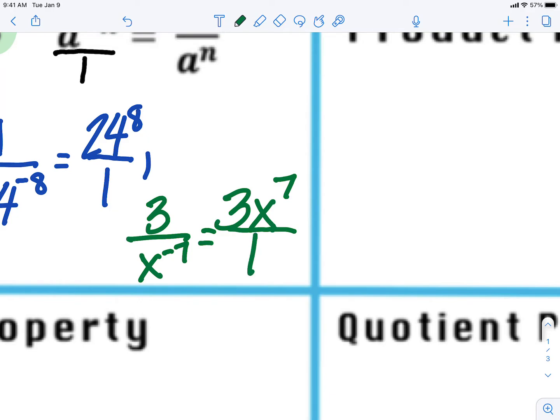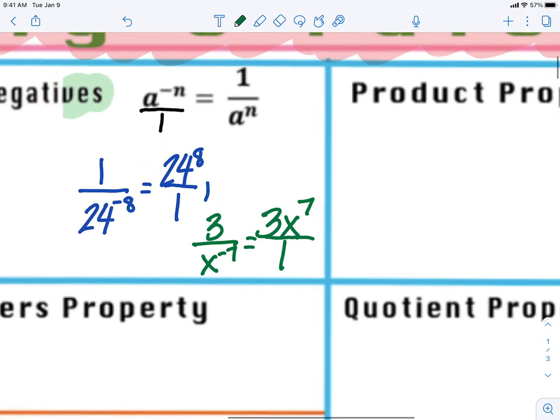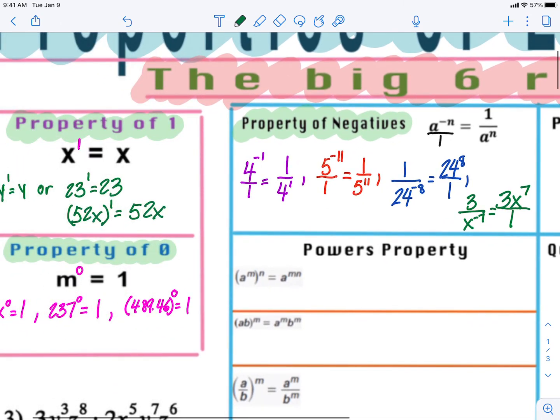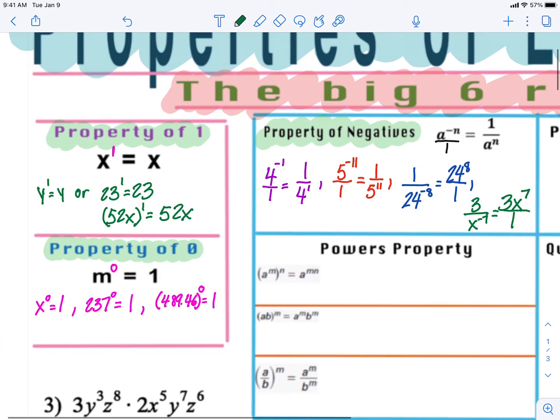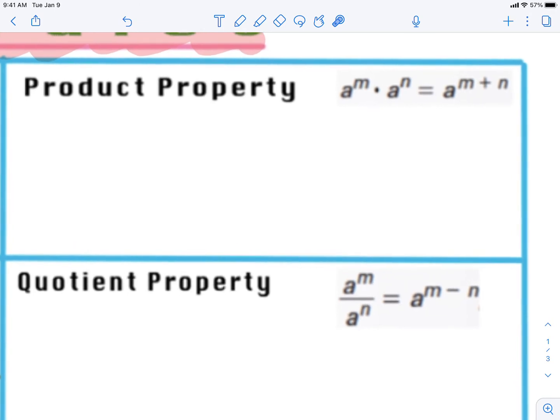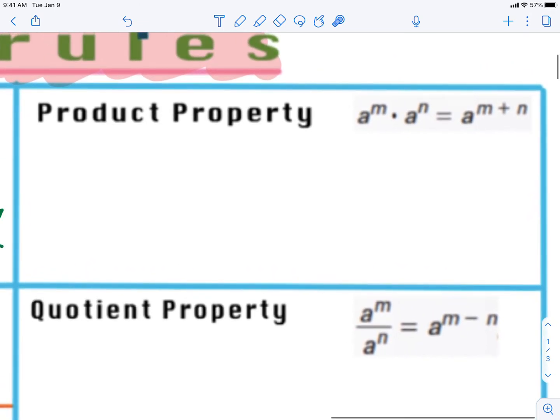And we put a 1 under just in case. All right, there you go. That's the property of negatives, right? That's what we call the property of negatives. So we have the property of 1. We have the property of 0. And we have the property of negatives. Okay? So the first different kind of property we're going to cover is called the product property.